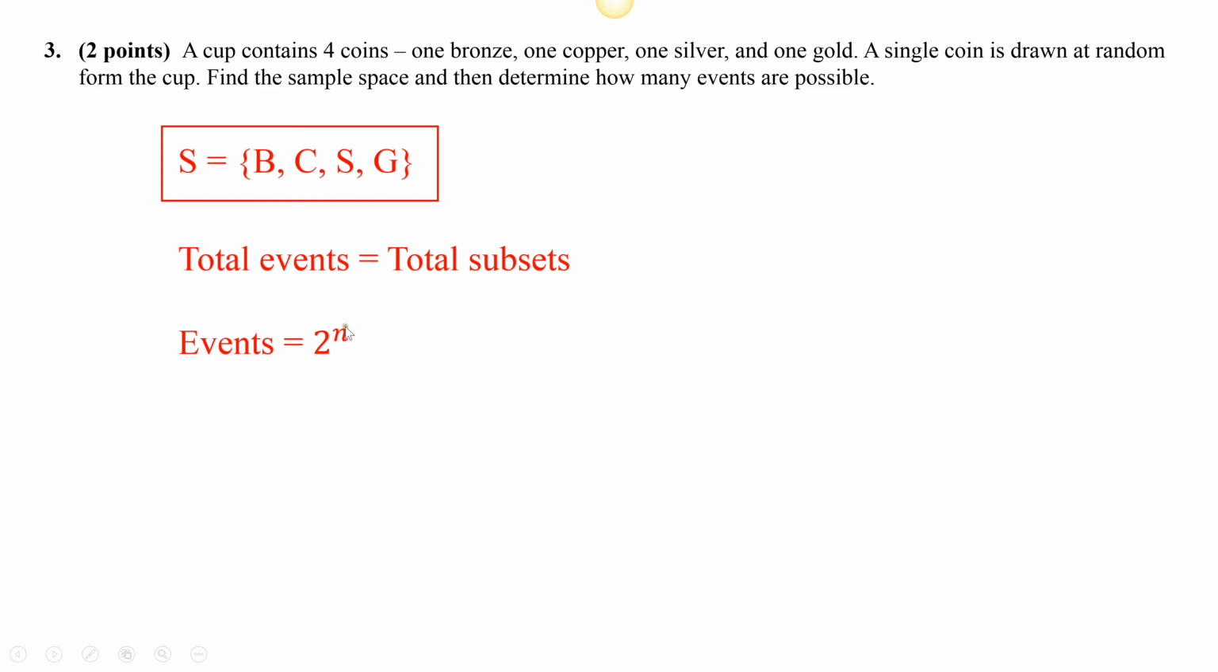Now how many outcomes do we have in our sample space? Well, there's 4. The bronze, copper, silver, gold coins, okay? So 2 to the 4th equals 16. So our total events is 16. There's 16 events, okay?